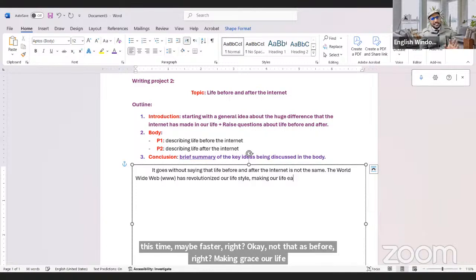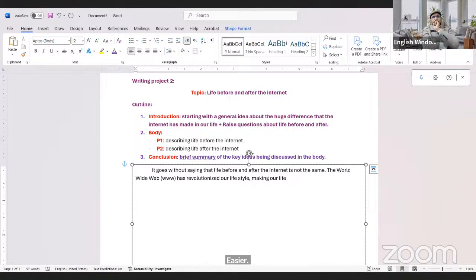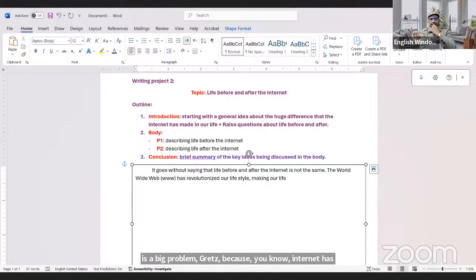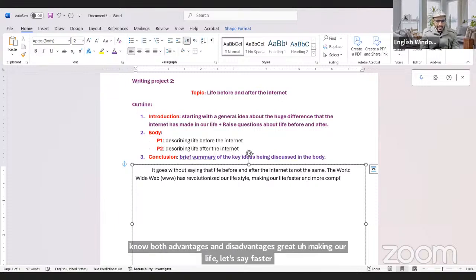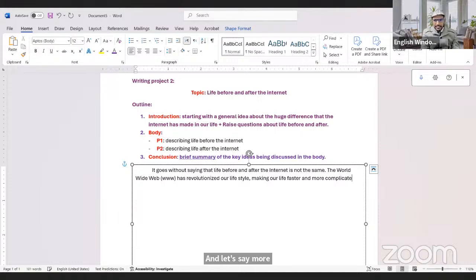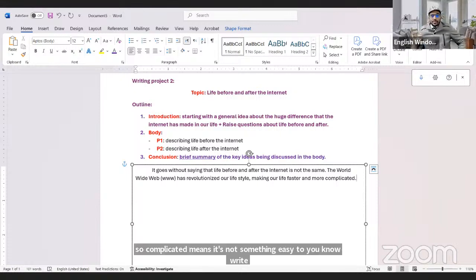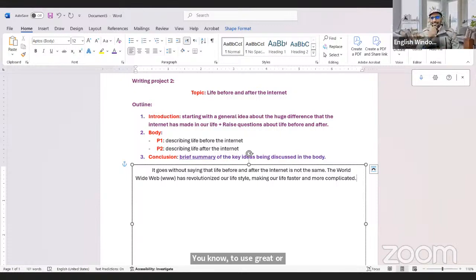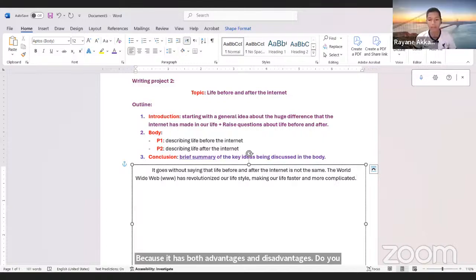easier. Easier is a big problem, right? Because the internet has both advantages and disadvantages. Making our life, let's say, faster and, let's say, more complicated. Complicated means it's not something easy to use, because it has both advantages and disadvantages. Do you have anything to add here?